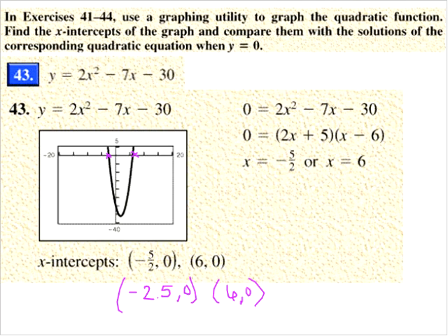Now we can factor this to find the zeros because the zeros are where it crosses the x-axis. So if we were to factor this, it would factor like so. Setting each parentheses equal to 0 gives me, I have to subtract 5, divide by 2, so negative 5/2, and then adding 6, which would just give me a positive 6. So that does match up to what our graph shows.